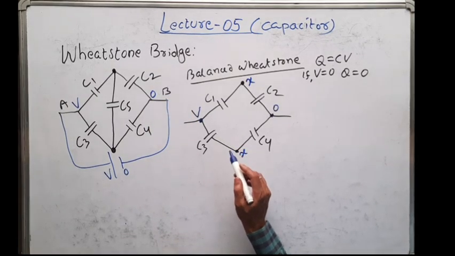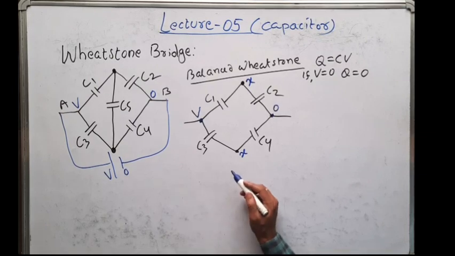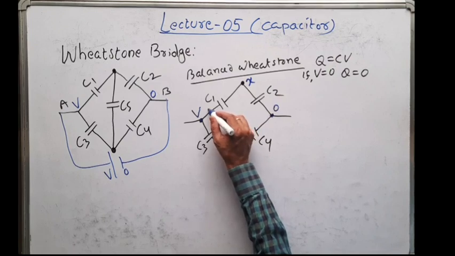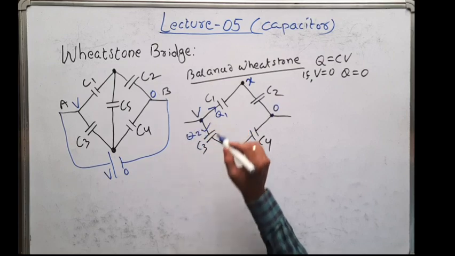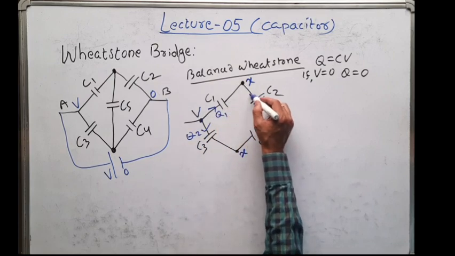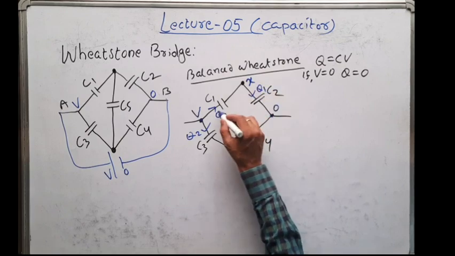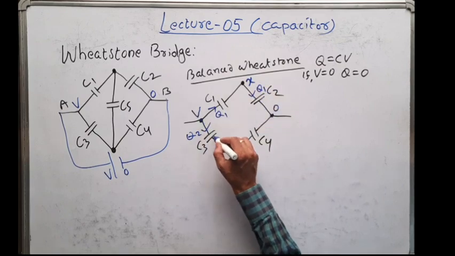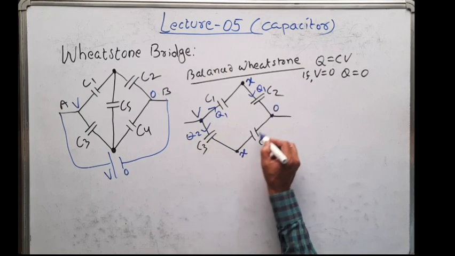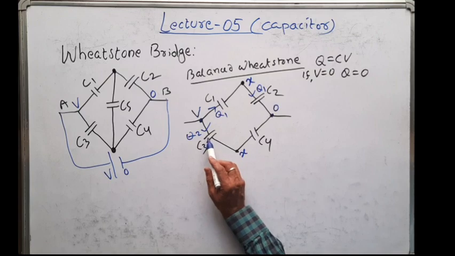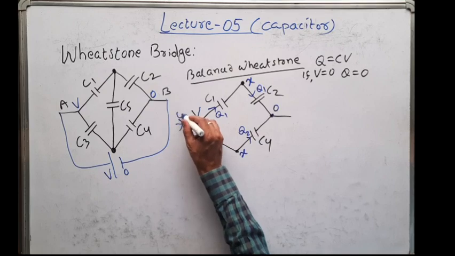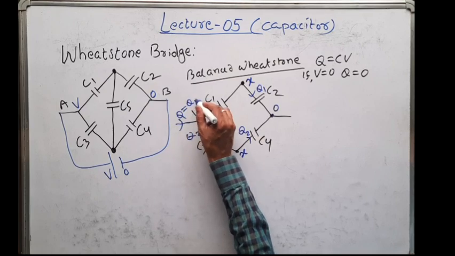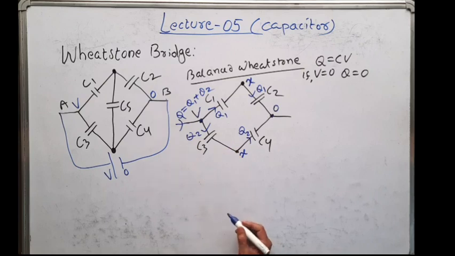Now we will find under what condition it is called a balanced Wheatstone bridge. Let us say the charge through this capacitor is Q1 and the charge through this capacitor is Q2. Since it is a series connection, in a series connection the charge remains the same. So here Q1, here also Q1. And this path is also a series path, so here the charge is Q2, here also Q2. Then what is the total charge? The total charge Q is equal to Q1 plus Q2, according to Kirchhoff's current law.